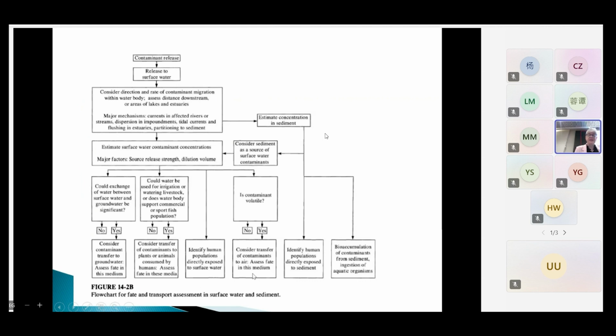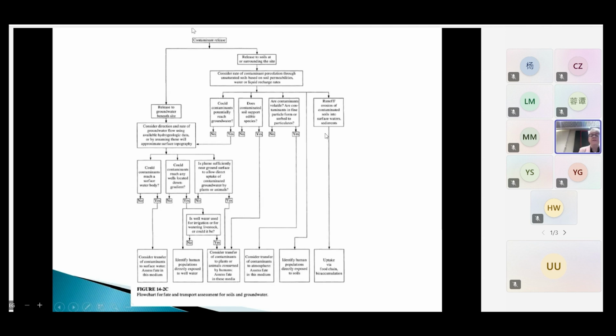So this is the one for surface water and sediment. Say contaminants are released into the surface water. You try to find out where the contaminants are going, estimate the concentrations, and what kind of exchanges there are between the surface water and the groundwater. Is there potential for the water to be used for fishing? Is there the potential for contaminant transfer to the groundwater, or to the surface water? How can humans be exposed to this water? And what other contaminant mechanisms are going on?